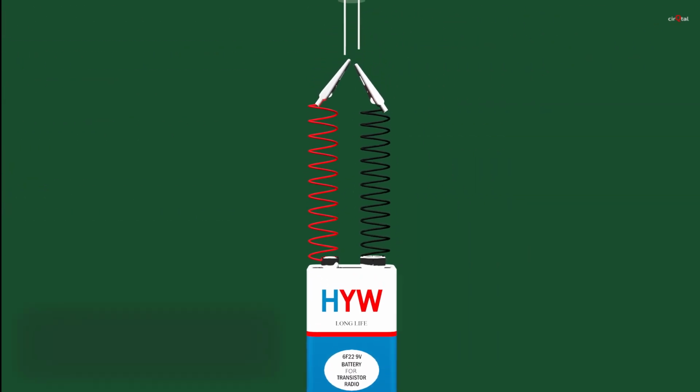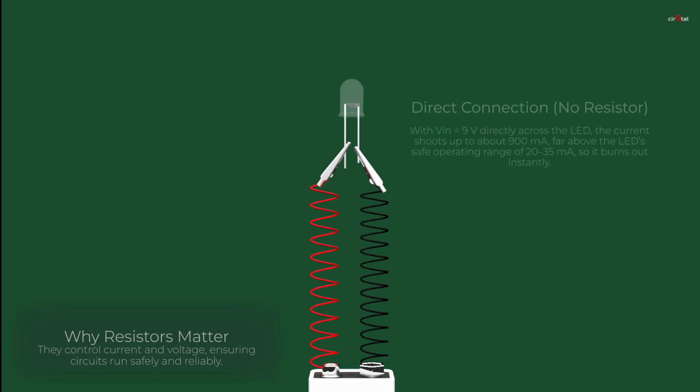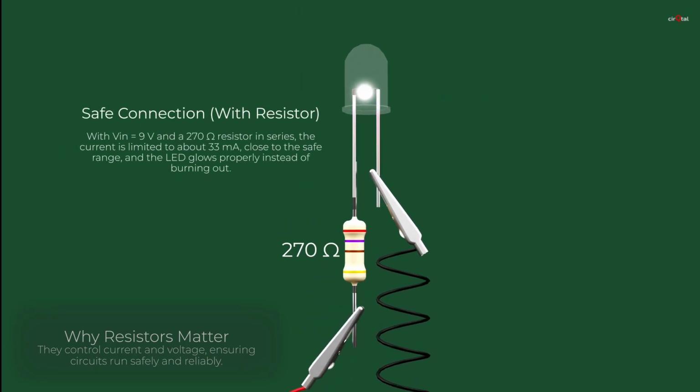You can see this in a very simple example. Connect an LED straight to a battery and in an instant it burns out. But add a resistor and suddenly the LED glows perfectly.